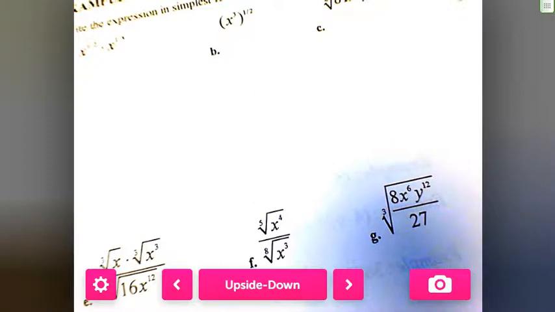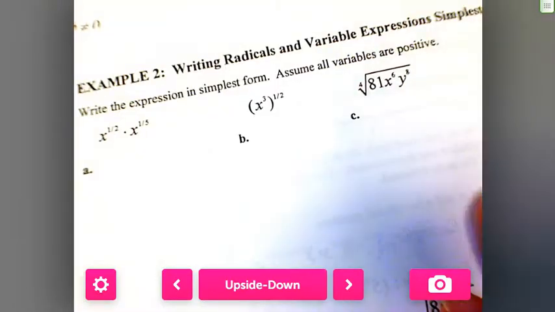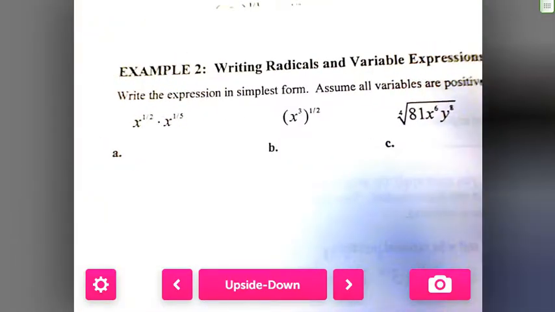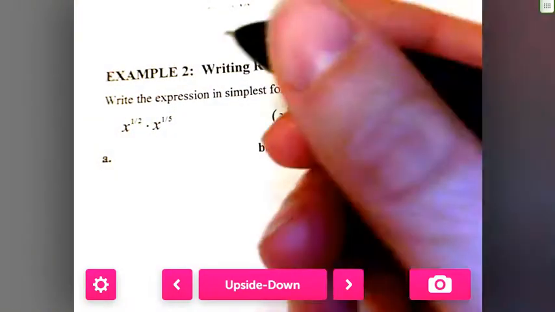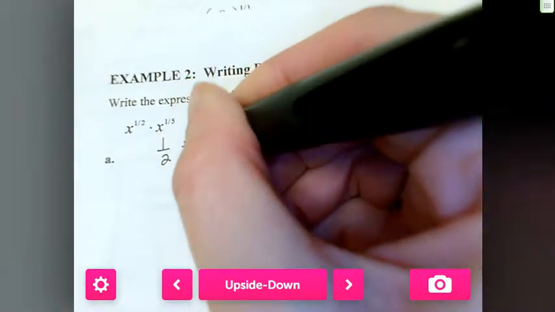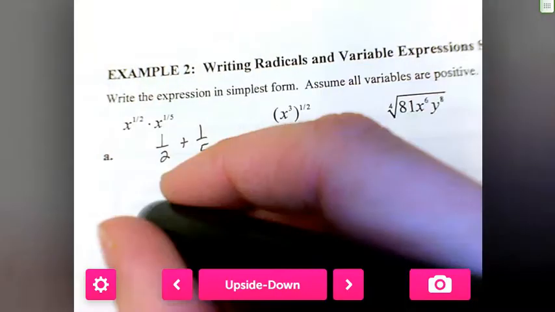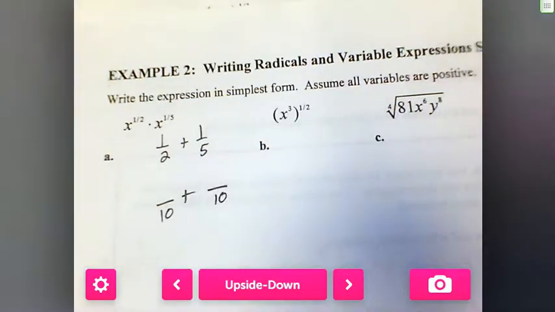We've got x to the 1/2 times x to the 1/5. So we're going to do the same thing. We're going to make this into the simplest form. So we know we want to do 1/2 plus 1/5. What do 5 and 2 both go into evenly, guys? 10, right? We just multiply them together. That always works. We might have to reduce later.